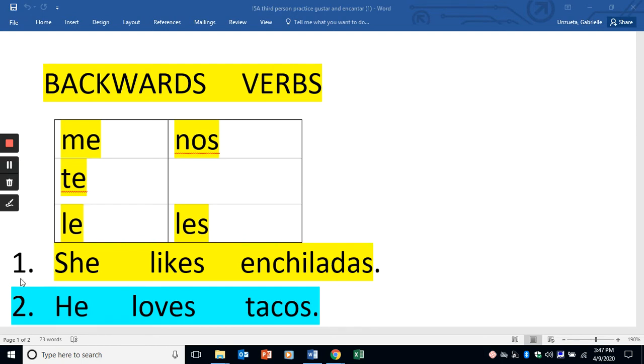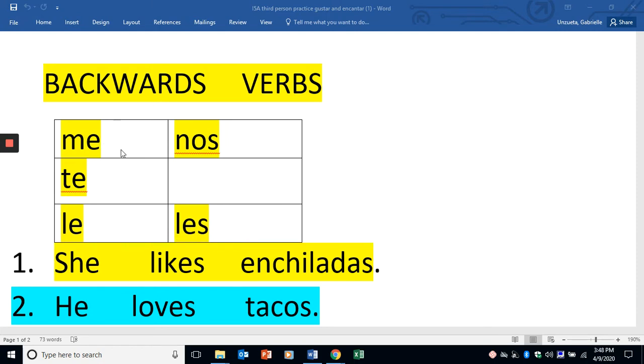If you look at my screen right here, we have me at the beginning, like me gusta, te for te gusta, le for he or she or usted likes. Nos reminds us of nosotros, and it's not a shortcut though. Nos is not simply an abbreviation for nosotros. They're actually different words. They're not synonymous. This nos means us. It's pleasing to us. The enchiladas are pleasing to us. The tacos are pleasing to us. Football pleases us, kind of a thing. And then les would be it's pleasing to them.